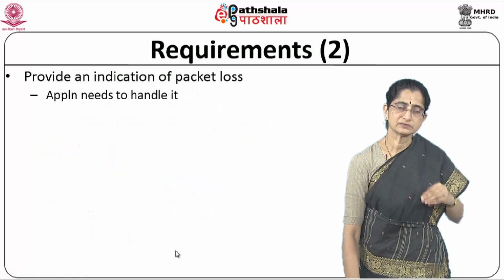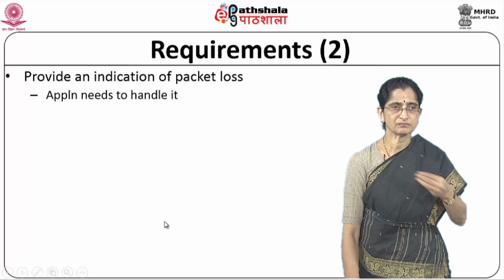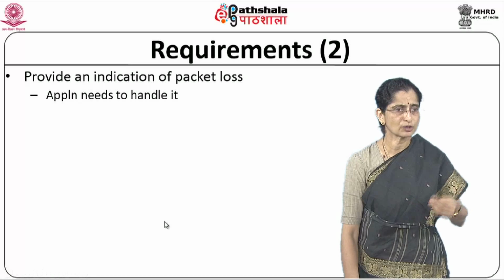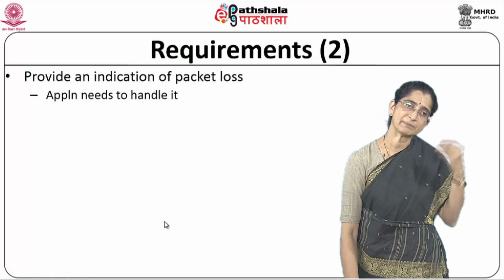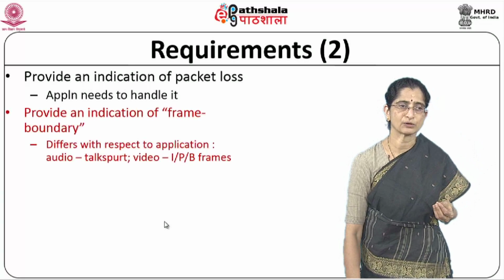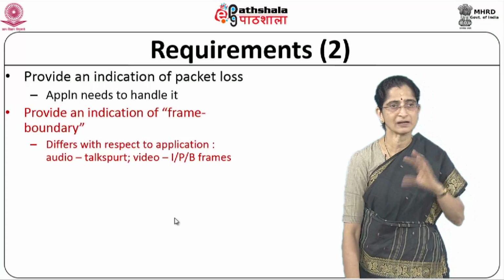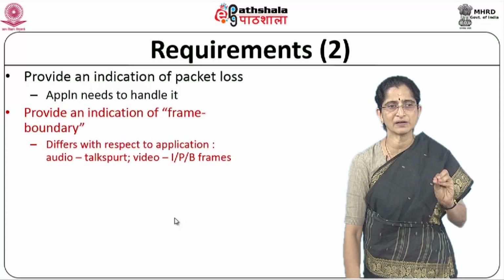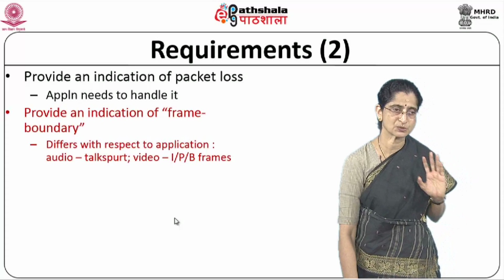Further, we know that there will be packet losses, and we said that RTP would run on top of UDP, and UDP will not take care of any packet losses as such. So, the application will need to handle the packet loss. So, if the application has to handle packet loss, we need some kind of indication to be given to the application that a packet has been lost. So, you must have some mechanism by which the application is able to identify that a loss has happened. Okay, that is one thing.